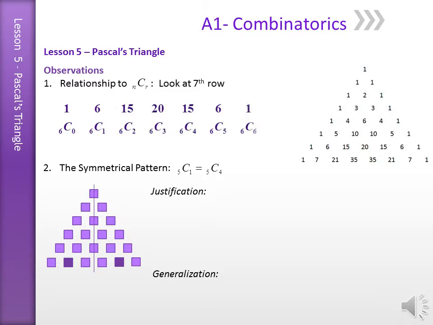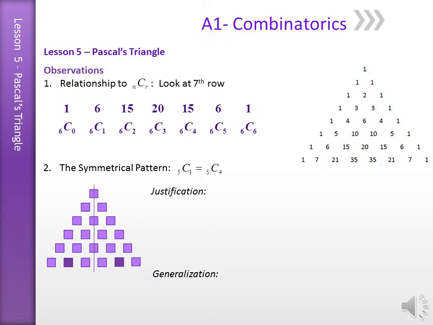We would just use 6, which is 1 less than the row 7. And we would calculate 6 choose 0, 6 choose 1, 6 choose 2, 6 choose 3, 6 choose 4, 6 choose 5, and 6 choose 6. This pattern works for any row.